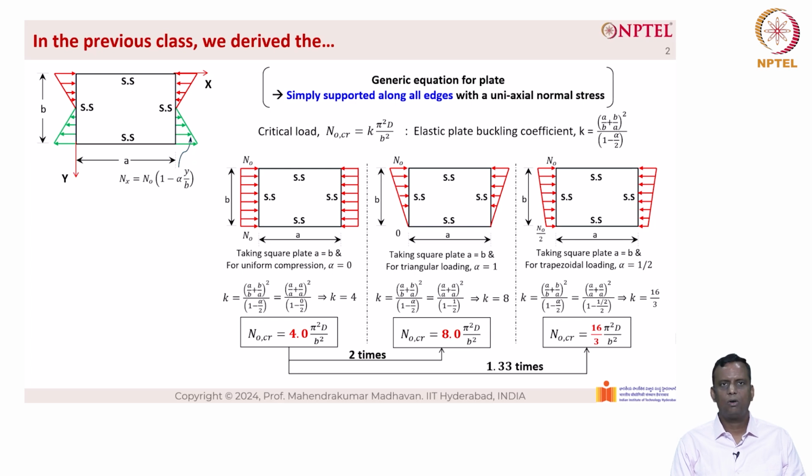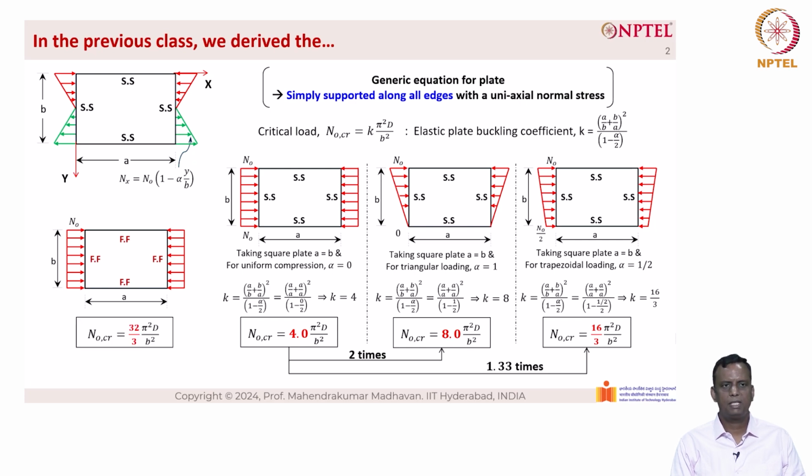This is considering all the four edges of the plate as simply supported. But if we compare uniform compression with all the four edges as fixed, which we have previously derived, we can see that the load carrying capacity is 32 by 3 into pi square D by b square, which is N naught critical, as you can see on the left hand side of the picture. So there is a jump of 2.67 times compared to all four sides simply supported.